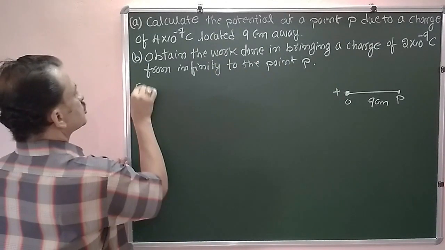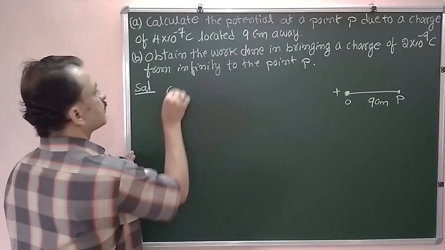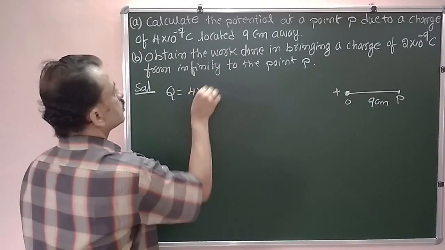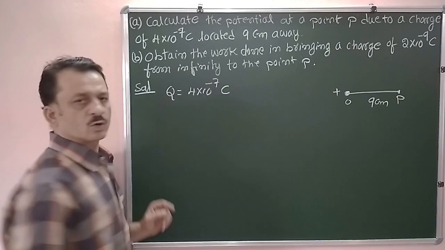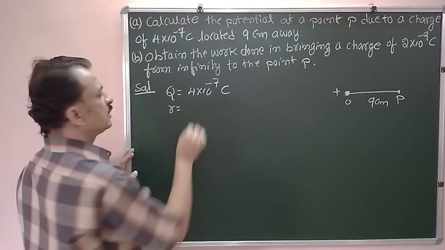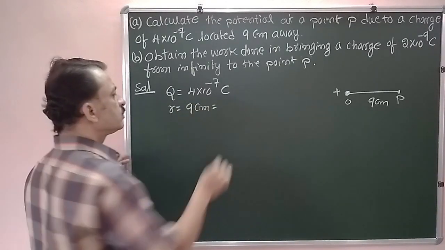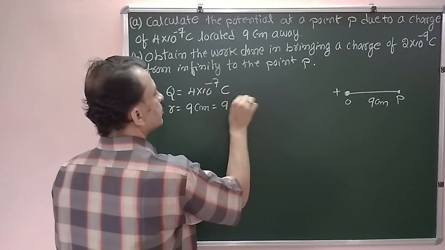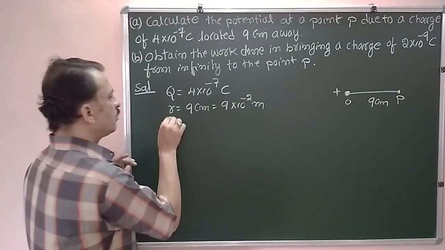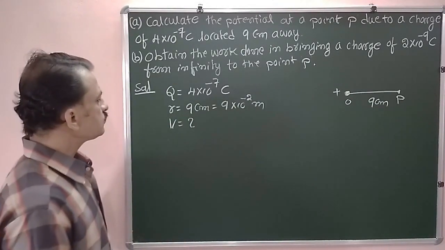Okay. Now solution. The source charge capital Q is placed at the origin. It is 4 into 10 to the power of minus 7 coulomb. Now the distance of the point, that is small r, is 9 centimeters away. Now convert it into meters. It is 9 into 10 to the power of minus 2 meters away. Now we have to calculate the potential at that point. The first part.